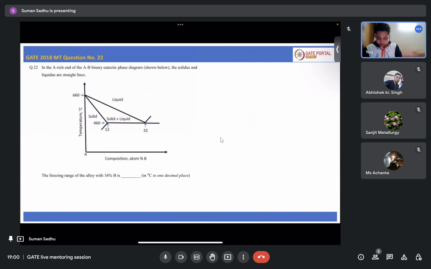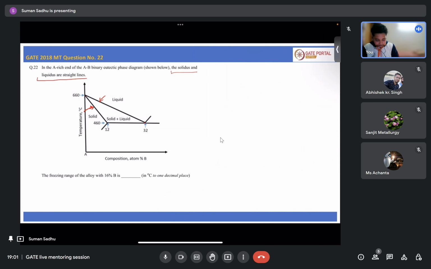This is question number 22 of GATE 2018 Metallurgical Engineering. The question states that in an A-rich end of an AB binary eutectic phase diagram, the solidus and liquidus are straight lines. So what is the solidus line here? This one or this one? The lower one. Yes, so this is the solidus line and this is the liquidus line. It is mentioned that the solidus and liquidus are straight lines, so these are the straight lines.